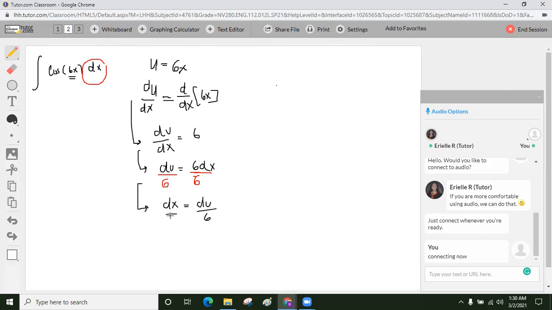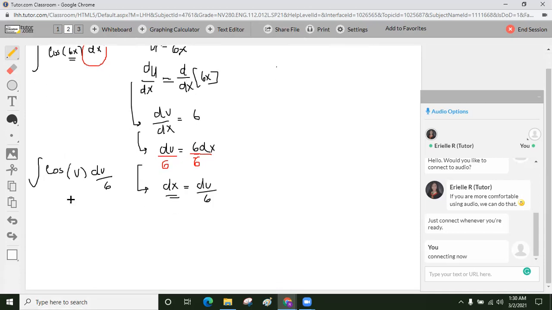So now we have dx in terms of du, so we can write the integral, the antiderivative of cosine 6x du over 6. So at this point, you can now change the inner function to u.